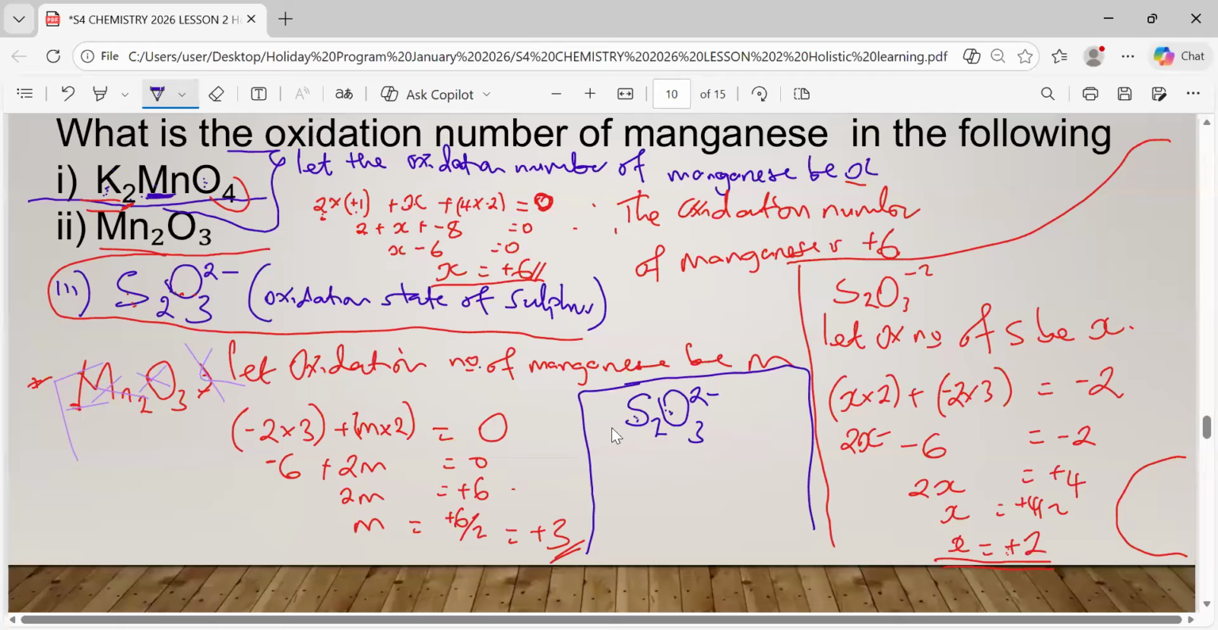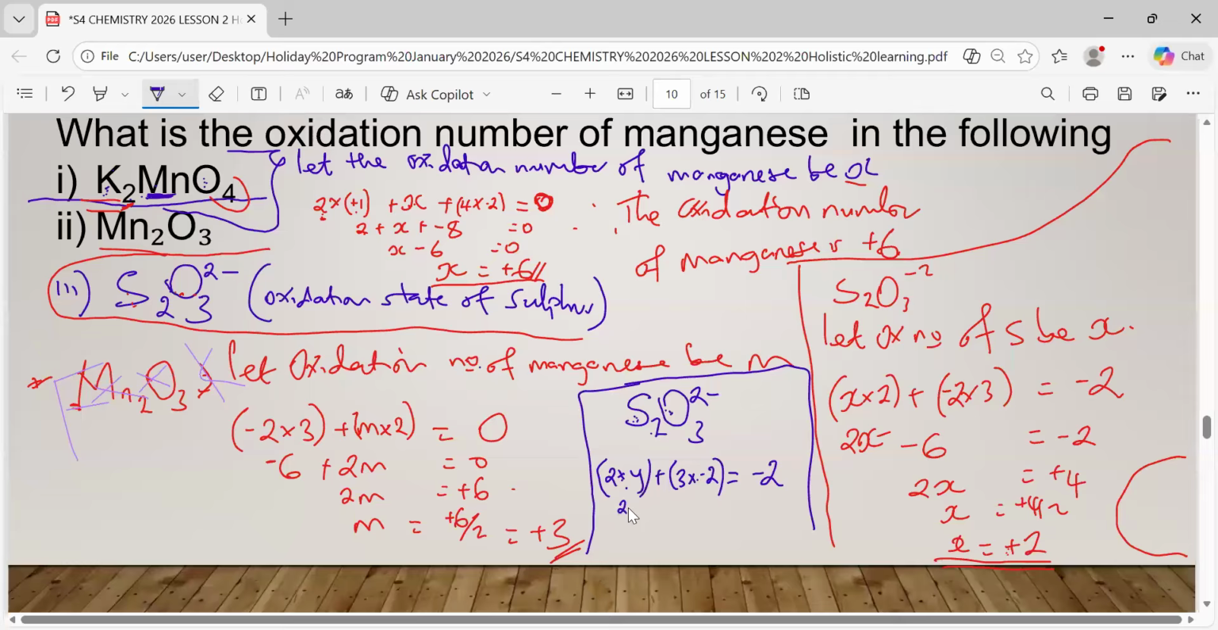Now, for sulfur, we don't know it. So we say, let it be Y. Because we are calling it Y, and there are 2 atoms of sulfur, we shall say 2 times the oxidation number of sulfur, which we called Y, plus oxygen. We say that its oxidation state is negative 2, but there are 3 atoms of oxygen, so it becomes 3 times negative 2. Now, the sum of these oxidation numbers should equal the charge of the compound, which is -2. So we look for the value of Y.